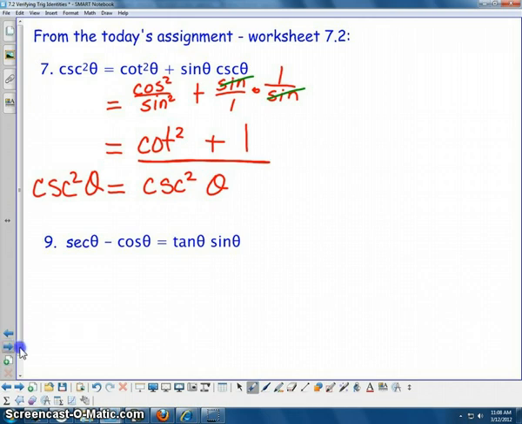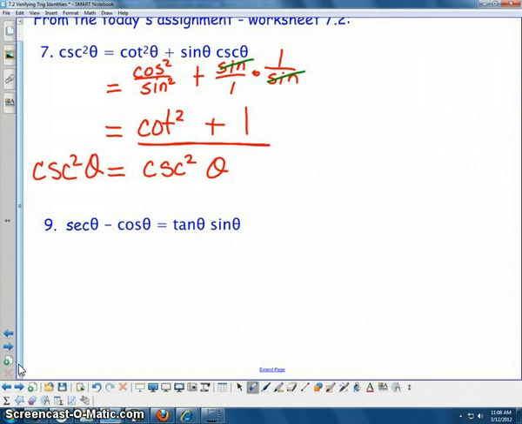Let's look at number 9. Secant minus cosine equals tangent times sine. All right, this is kind of a toss-up which one is more complicated. I'm going to start on the left-hand side. I think because of the subtraction, this is a little bit more complicated. So secant minus cosine. Secant, I'm going to think of as 1 over cosine, and we're subtracting cosine.